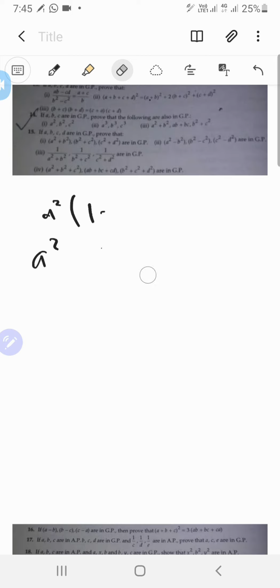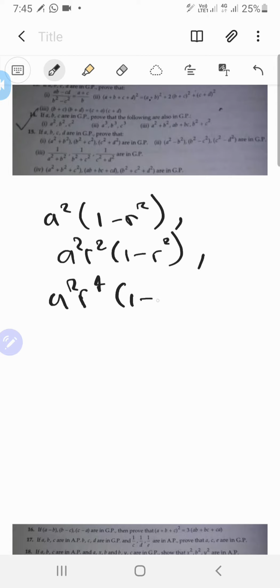This is our gp. Let's go to the next question, which is a squared minus b squared, comma b squared minus c squared, comma c squared minus d squared. These are in gp. So instead of 1 plus r squared, this time you will get 1 minus r squared. So this will be a squared into 1 minus r squared, then a squared r squared into 1 minus r squared. Why am I writing plus over here? Okay, and then a squared r to the 4th into 1 minus r squared. Instead of having this plus over there, you're having minus, so there's no big difference.